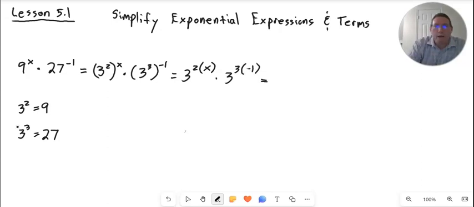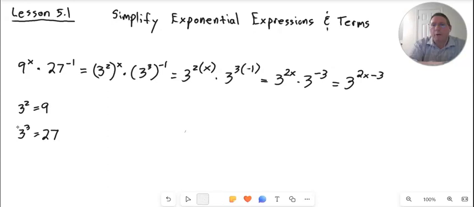And if we were to now work out those exponents, we would have 3 to the power of 2x times 3 to the power of negative 3, because 3 times negative 1 is negative 3. And now we have one base, 3, and we just do 2x minus 3, and we're done.